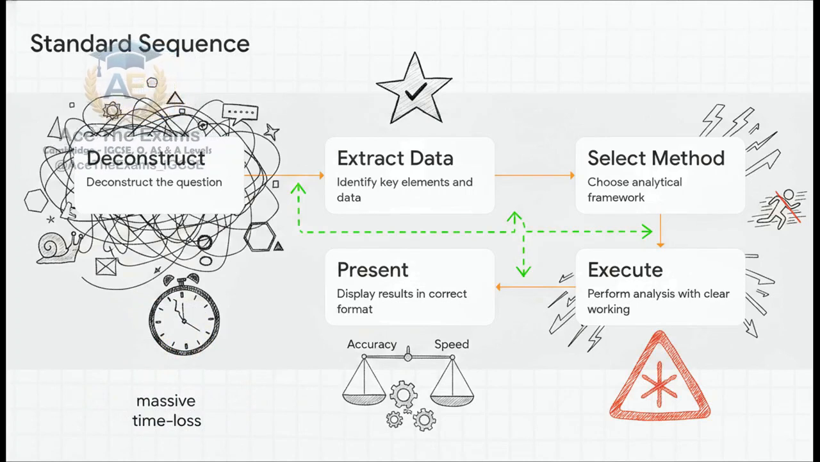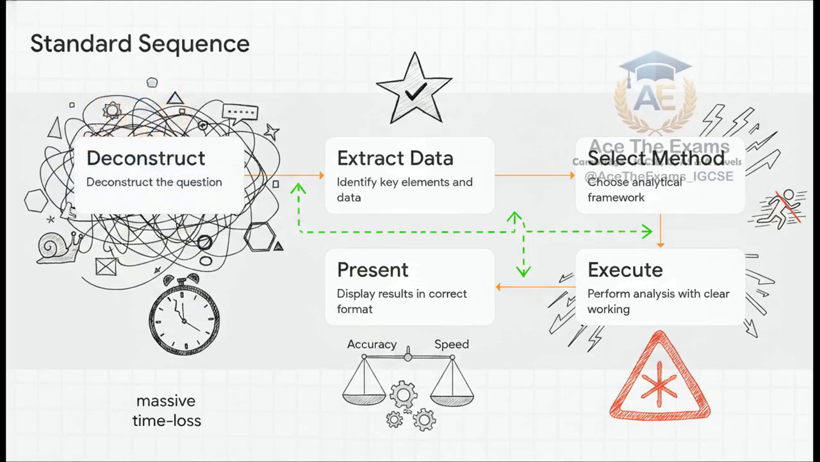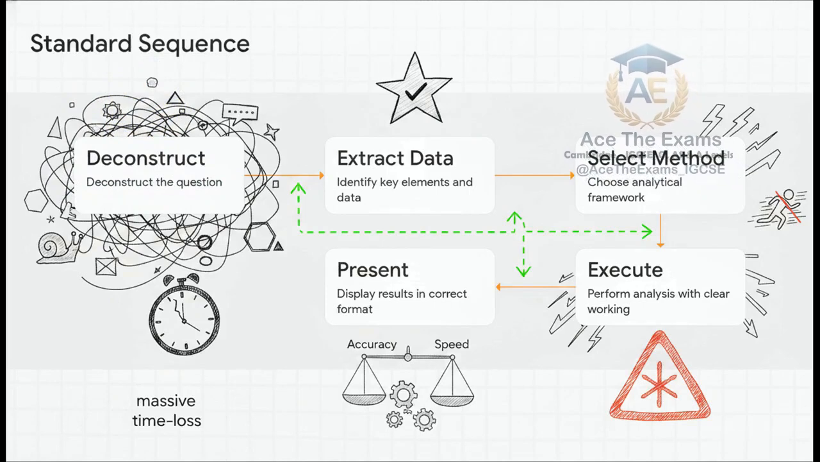On the flip side, we have Sam. Sam is a ridiculously fast writer. Sam moves at ultra-high speed, but completely skips step 4, executing with clear notation. Sam just throws a highly complex answer onto the page, but triggers immediate marking penalties because the method wasn't shown. Look, the optimal speedrun route is right here. Deconstruct, extract, select, execute, present. You have to balance Alex's accuracy with Sam's speed by rigorously and flawlessly executing this exact 5-step checkpoint system.